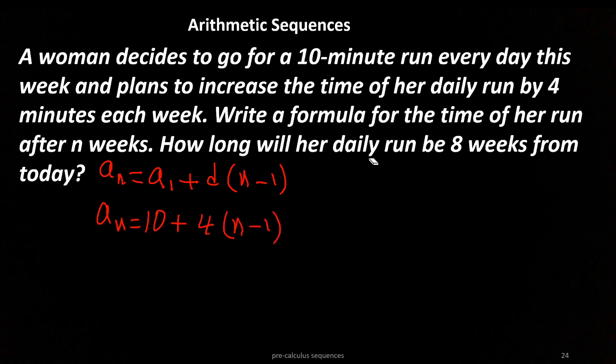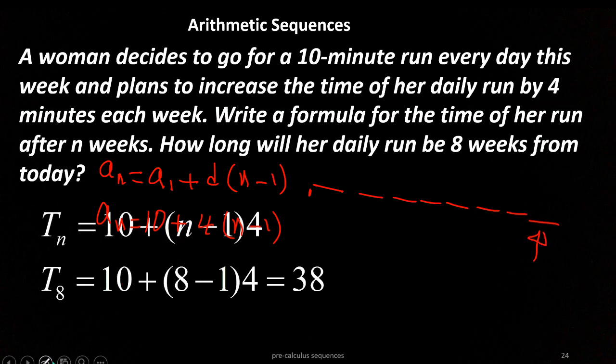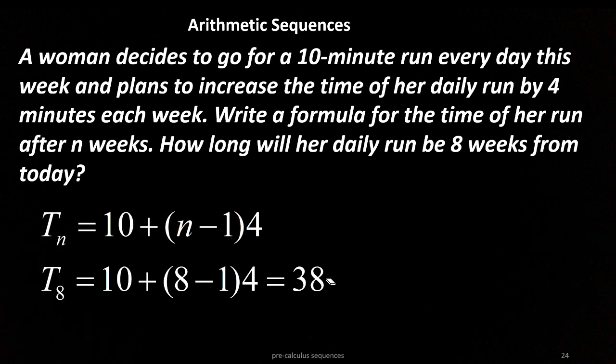There. And then it says, how long will her daily run be 8 weeks from today? So week number 8, right? This is first week and start today. Second, third, fourth, fifth. 1, 2, 3, 4, 5, 6, 7, 8. So at that point, we just put n equals 8. And the answer is 38. And then instead of a sub n, you could call it t sub n, time at position n. And n is the week number 1, week number 2, and so forth.